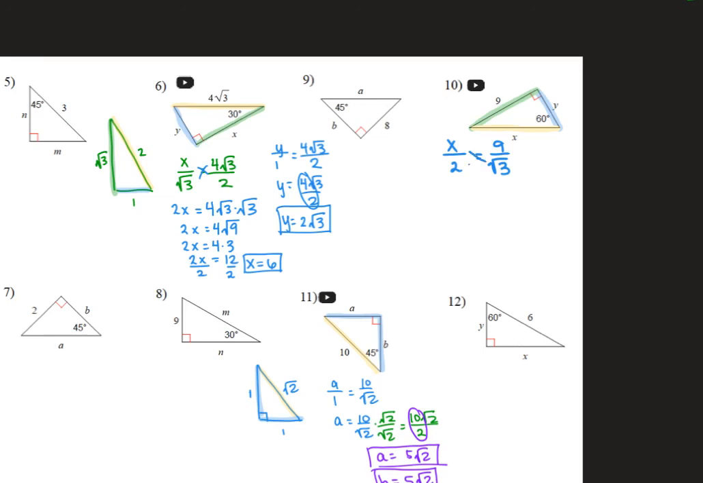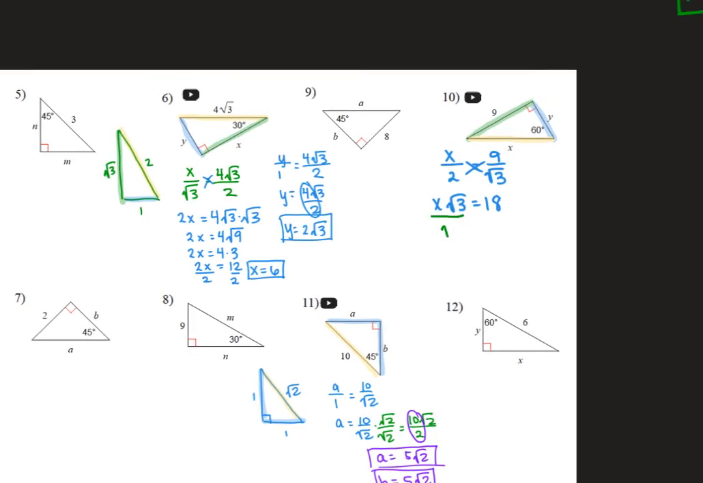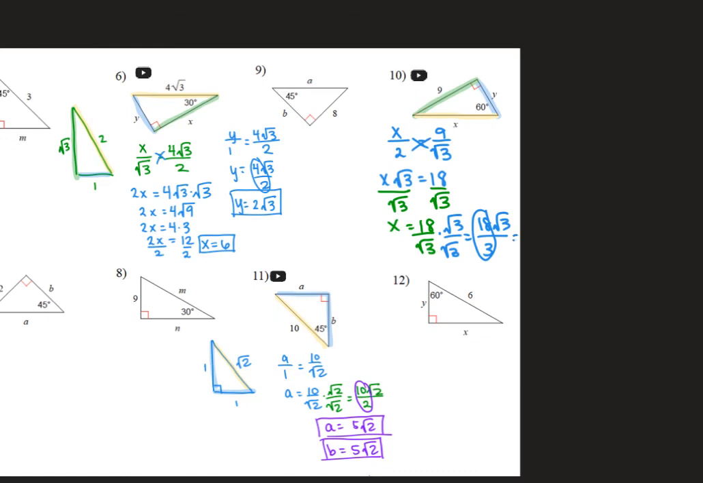And then we cross multiply. So we have x root 3 equals 18. Divide both sides by square root of 3. So I have 18 over the square root of 3. So now we need to rationalize. So square root of 3 times square root of 3. So we have 18 root 3 over 3, and then we can simplify this. 18 divided by 3 is 6. So we have 6 square root of 3. So there's x.